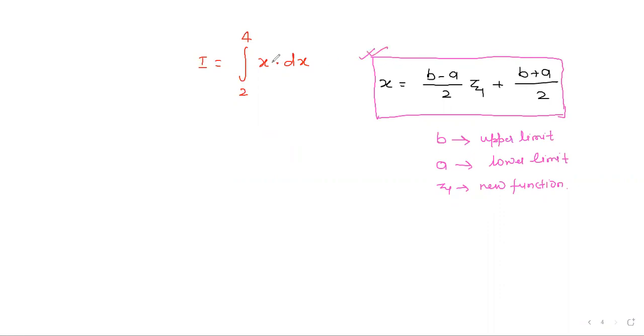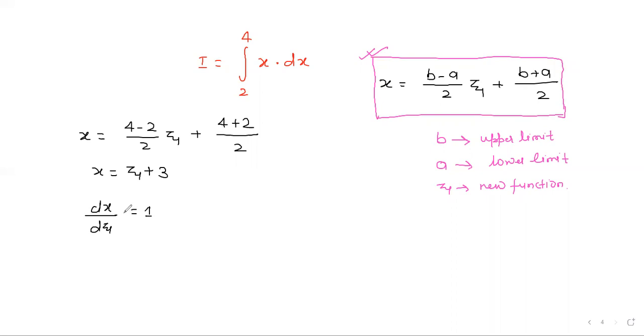So now how will you convert? See, in this problem, x value is given how much? Let us write x is equal to (upper limit 4 minus lower limit 2) by 2 into theta plus (upper limit 4 plus lower limit 2) by 2. So we can write here x is equal to theta plus 3. Now what we need to do? We need to differentiate, dx by d theta. Dx with respect to theta is going to be 1. If dx by d theta is going to be 1, therefore we can write dx is equal to d theta, right?